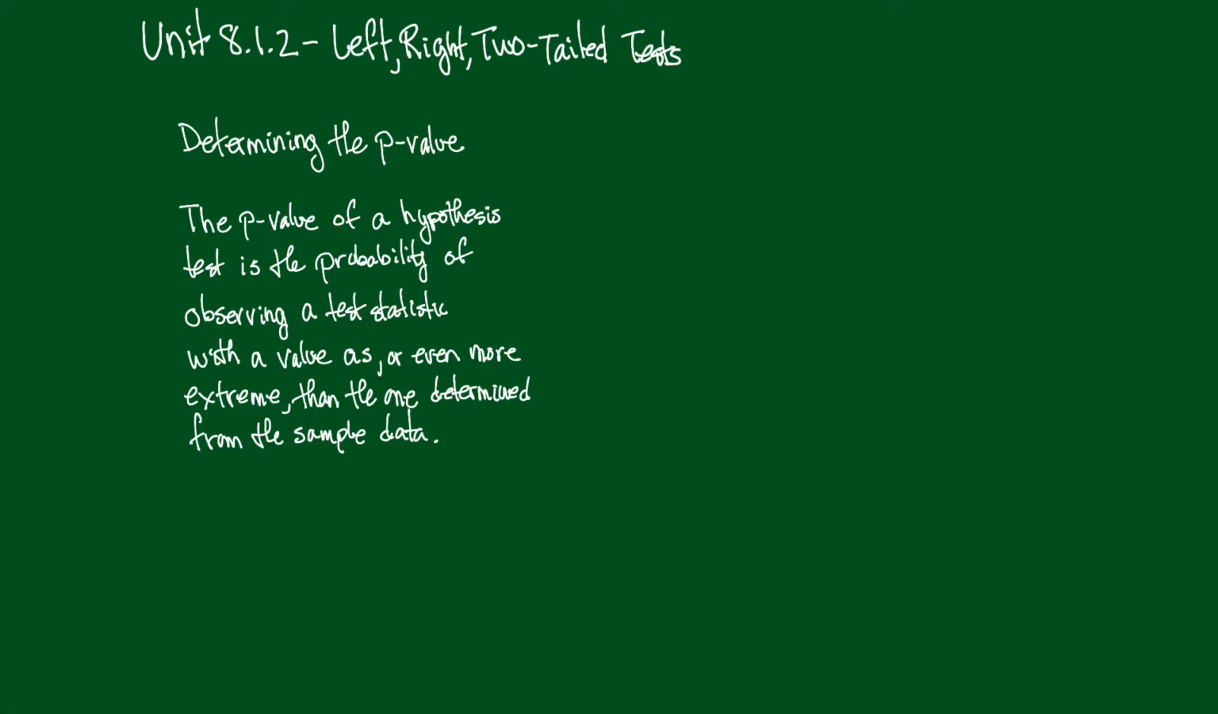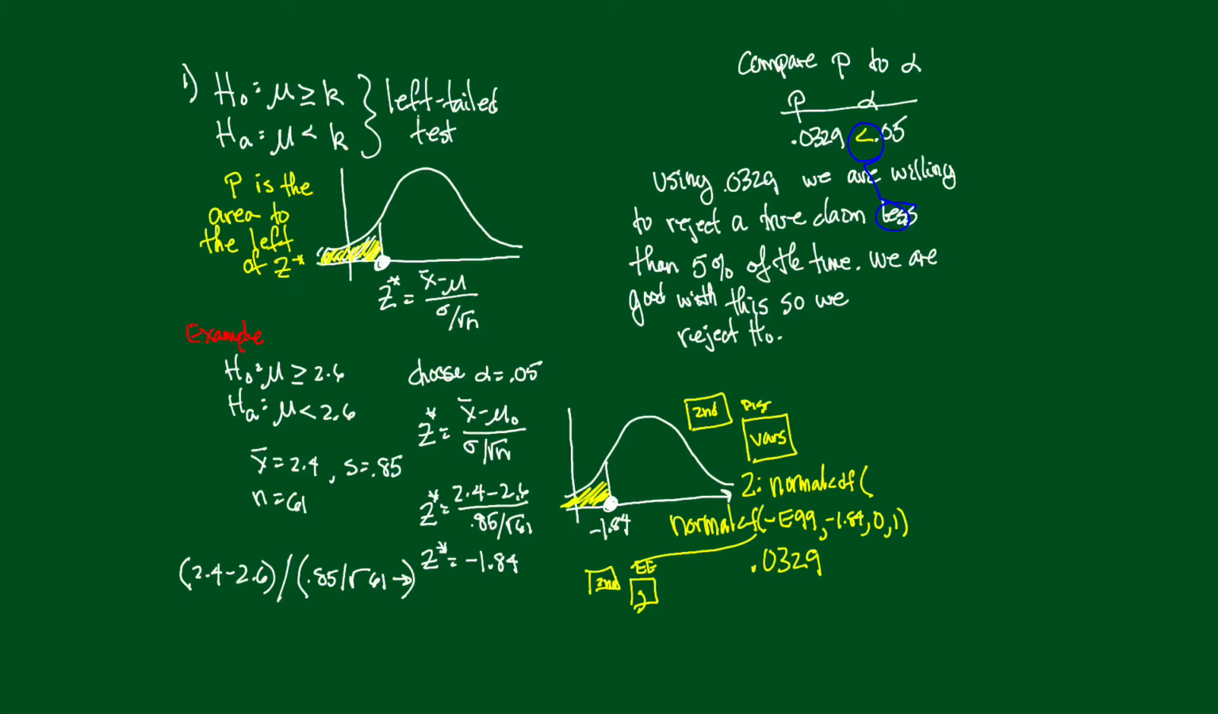Here's the definition. The p-value of a hypothesis test is the probability of observing a test statistic with a value as, or even more, extreme than the one determined from the sample. You might read that again, but why don't we see if we can interpret this with an example. Now, I just did this one all at once, so let's just go over it here.